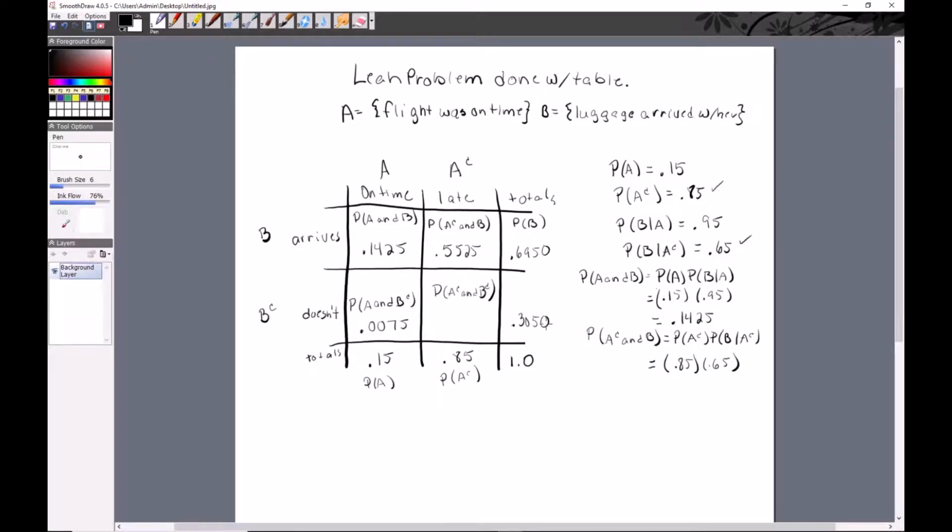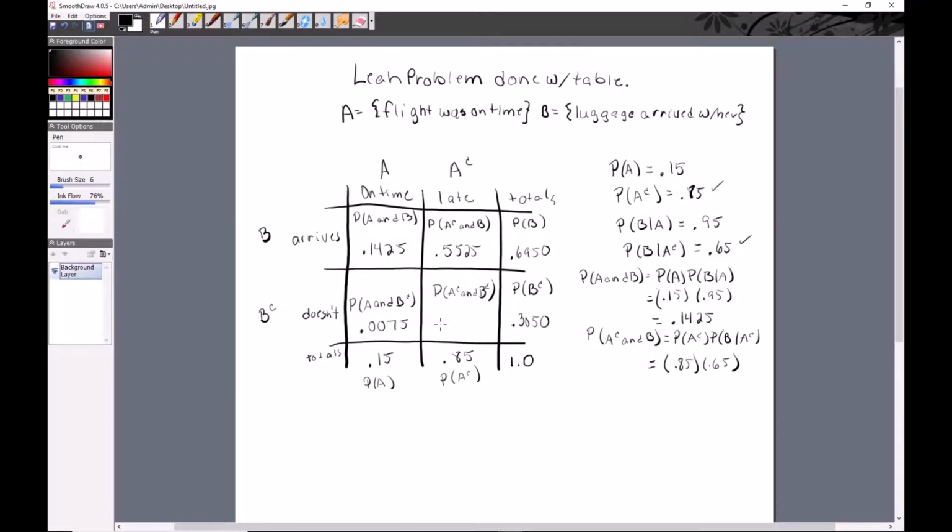And let's go to 4 places. So that's the probability of B complement. And we just have this row left, or this joint probability left. So if I subtract 0.0075 from here, I get it. Or if I subtract 0.5525 from 0.85, I get it.